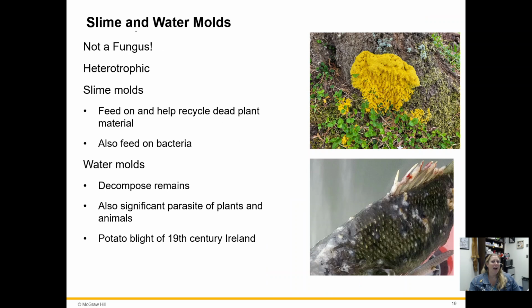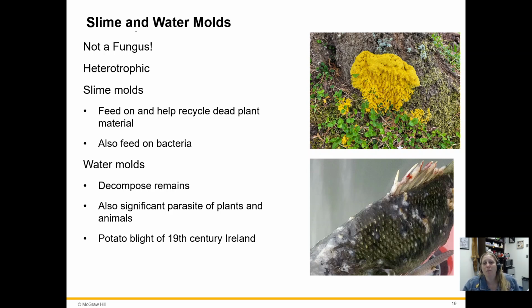Okay? And then my personal favorite are the slime and water molds. I just think these guys are so fantastic. Slime molds are common here in North Carolina. This is actually a picture of a slime mold on the top that I took in my neighborhood on a tree, and it was about the size of a dinner plate. I was taking a walk, and I just slammed on the brakes. This is one of my favorites.